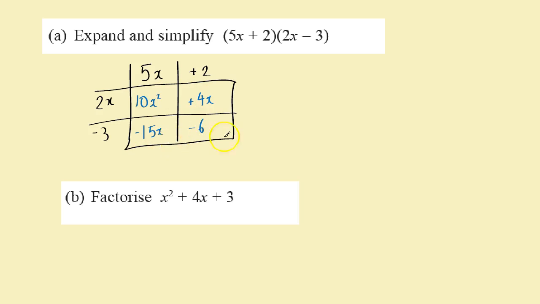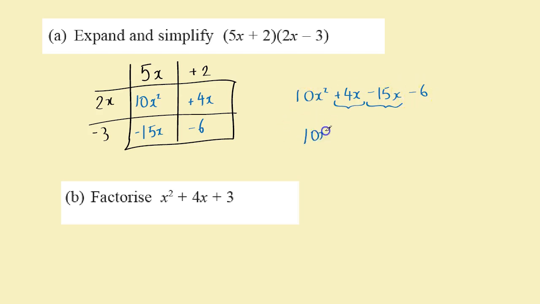So once we've got that, we've done the expand bit, we now need to simplify. So let's just write out what we've got. We've got 10x squared plus 4x minus 15x minus 6. Now you'll remember from simplifying before that x squareds and x's are not like terms. They cannot be simplified together. So the like terms that I have here are plus 4x and minus 15x. These two can be simplified. The rest will stay as it is.